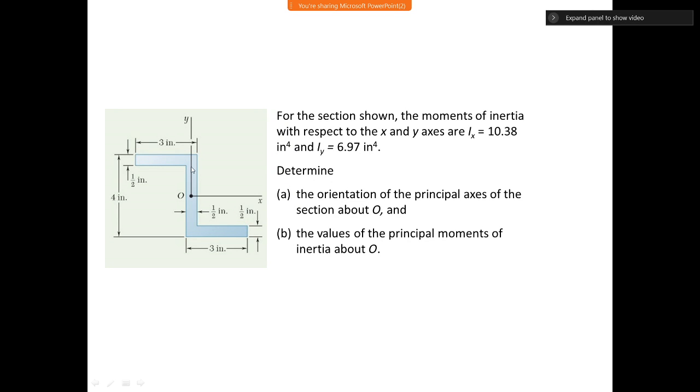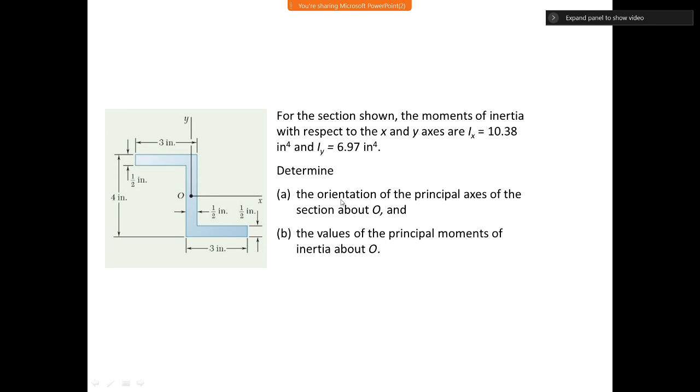Here is an example of a uniform and somewhat non-symmetric shape, as you can see here. So it's a 2D cross-sectional area about the xy axes. Now here it says that for this section below, the moments of inertia with respect to the x and y axes are given to us. So Ix is equal to 10.38 inches to the power 4. It's talking about area moment of inertia, and this is about the x axis. This value we can calculate, but it is already given to us in the problem, and similarly I about y is given to us, right? And the whole geometry is given to us, and these are also given.